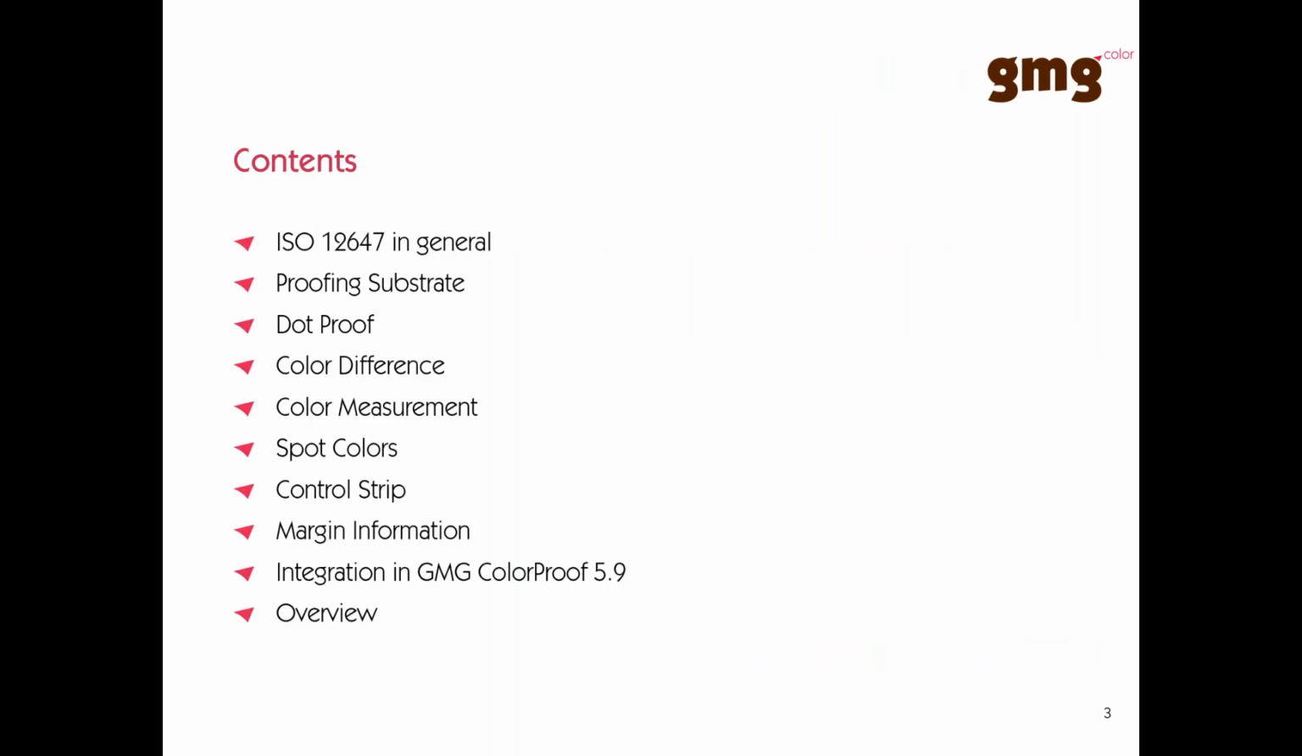Let's take a look at the agenda. First, we will talk about the ISO 12647 in general. Then we will talk about changes in the 12647-7. Changes for the proofing substrate, dot proof, color difference formulas, color measurement, spot colors, control strip, margin information, and finally the integration in GMG ColorProof 5.9.